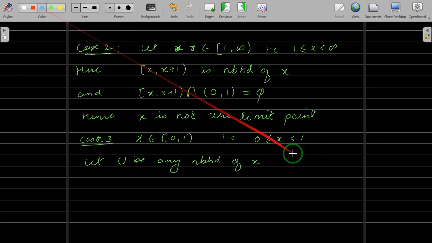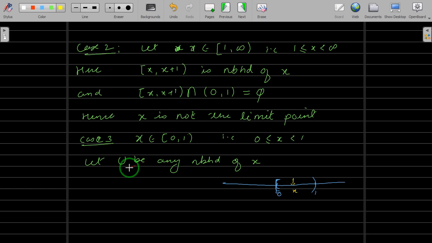Let me again draw the diagram for you. This is 0, this is 1. So in this case we have included 0 and excluded 1, and now x can be anywhere in this interval. Okay, x can be here. Now our claim is this x is a limit point. If you take any point in this closed interval 0, open interval 1, then it's a limit point. That's what you have to prove.